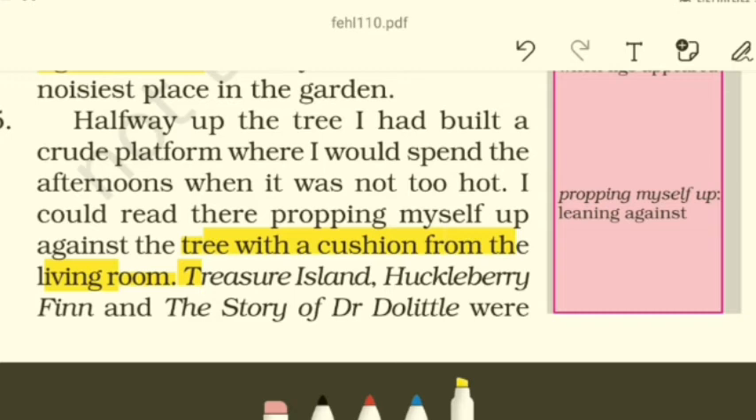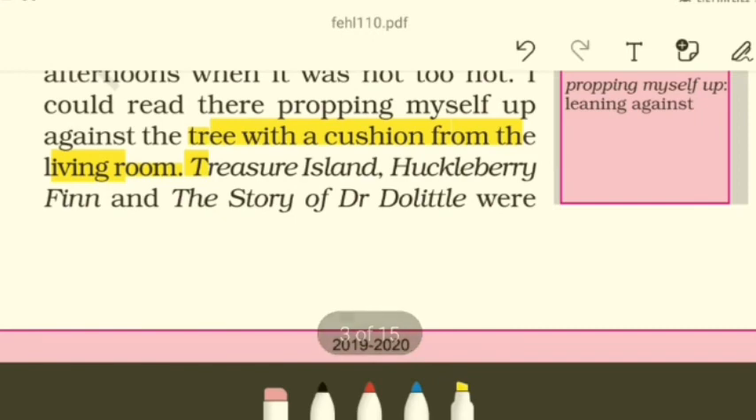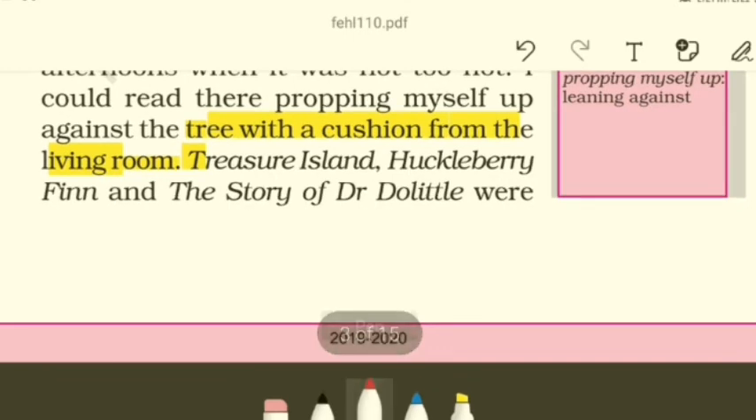Okay, he also used to read some books there. It must be wonderful. Just imagine you're sitting on top of a banyan tree leaning against thick sturdy branches with a cushion on your head. And then you have with you some wonderful children's books to read.